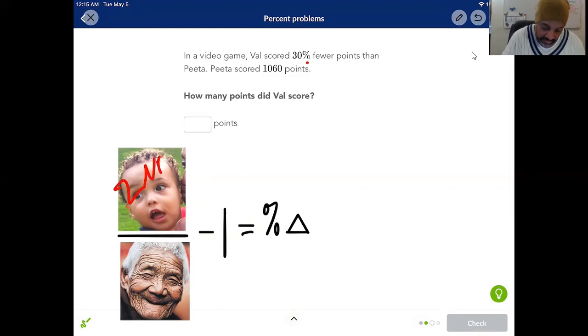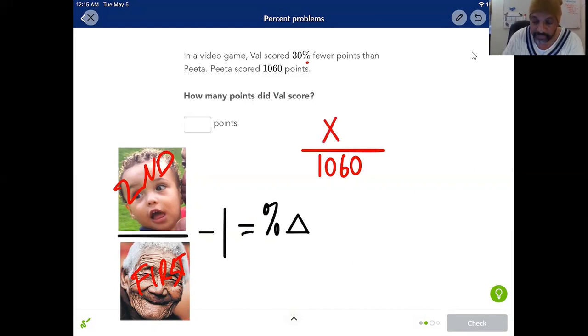Second goes on top, first goes on the bottom. So we're going to go, so Peta went first, and Peta scored 1,060 points. Val went second, so he goes on top. We're going to put, actually, let's make it a V.